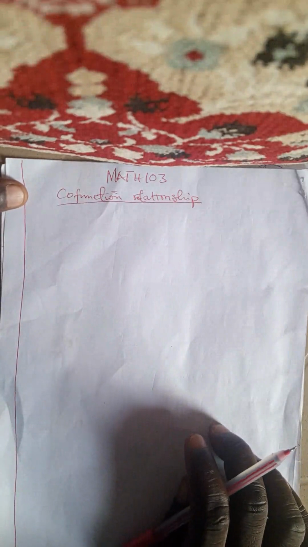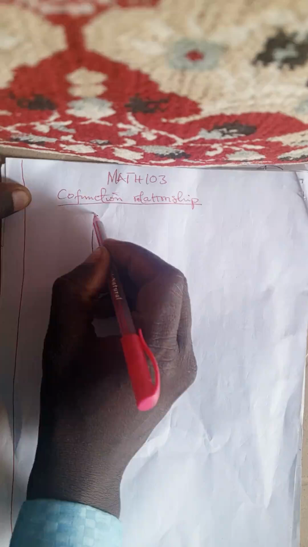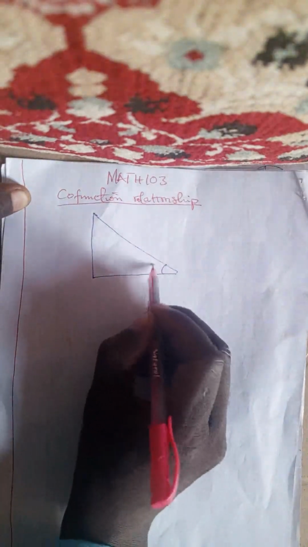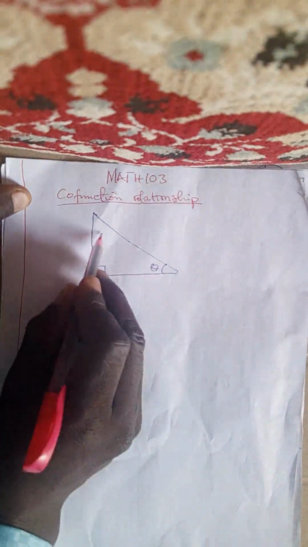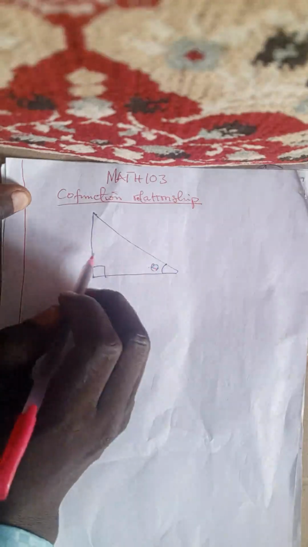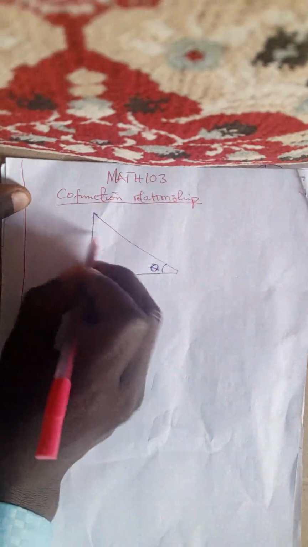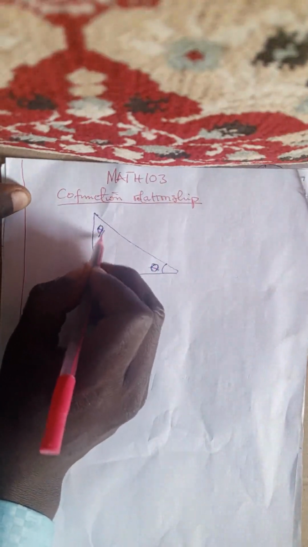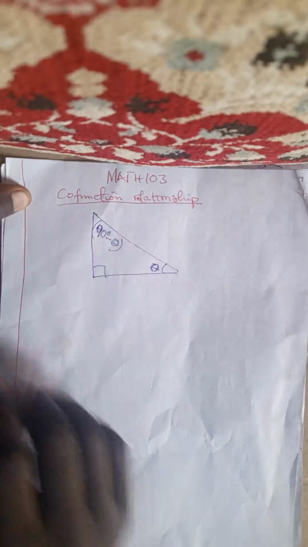In today's video, we are going to look at cofunction relationship. Suppose you have a right angle triangle, and here is angle theta, here is the right angle. Definitely the sum of these two angles will be 90 degrees. So if here is theta, whatever is here is going to be 90 degrees minus theta. This is the angle here.